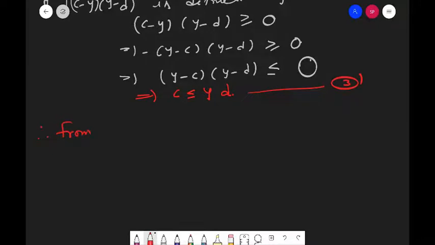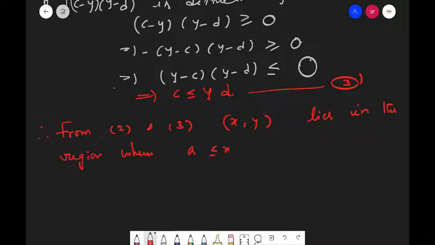Therefore, from 2 and 3, the point x comma y lies in the region where a less than or equal to x less than or equal to b and c less than or equal to y less than or equal to d. What does it give us?